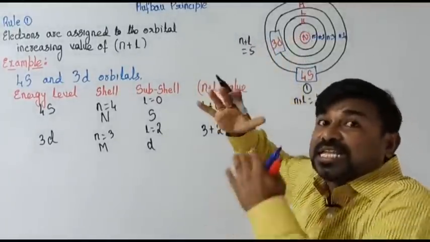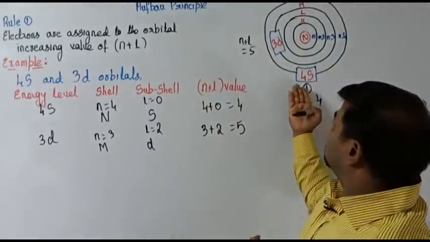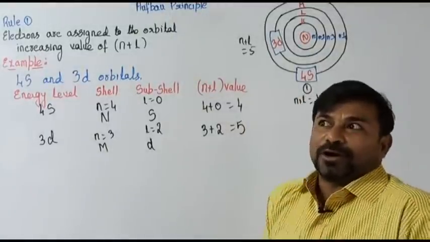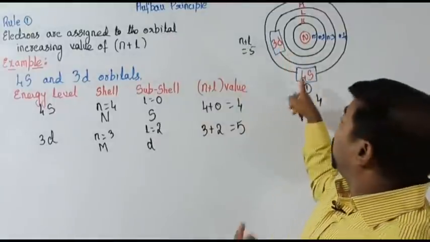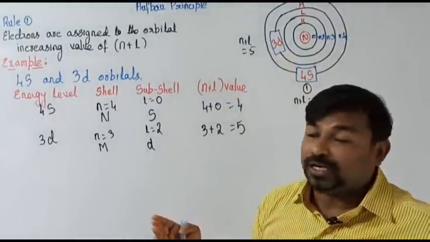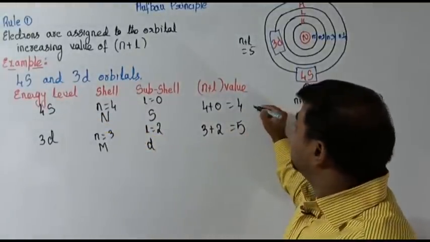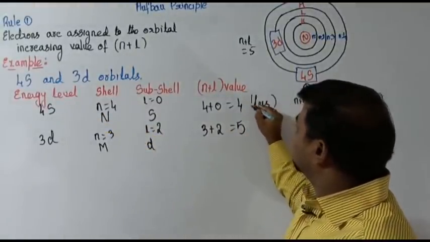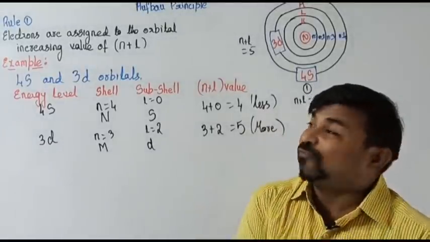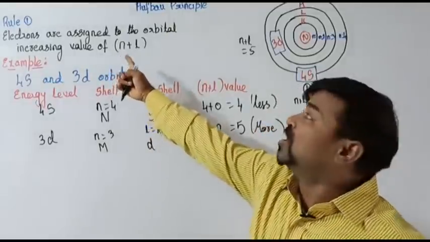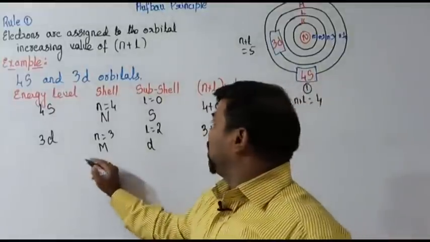The 3d orbital is in the third orbit, whereas 4s is in the fourth orbit. According to the common thinking, we think that 3d should be filled first and later on 4s. But if you check, the n plus l value of 4s is less. This is less, this is more. So which should be filled first? According to the first rule, in increasing order of n plus l value, from the lowest.